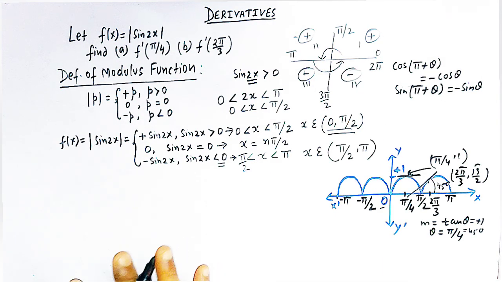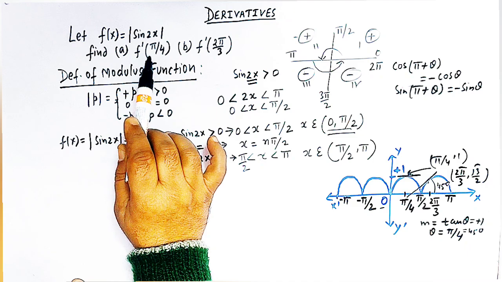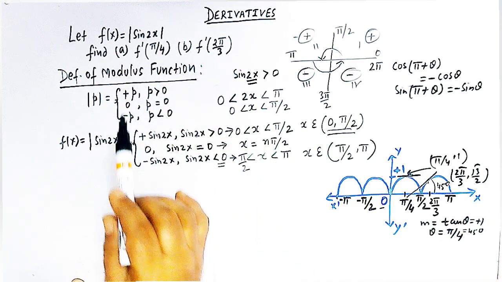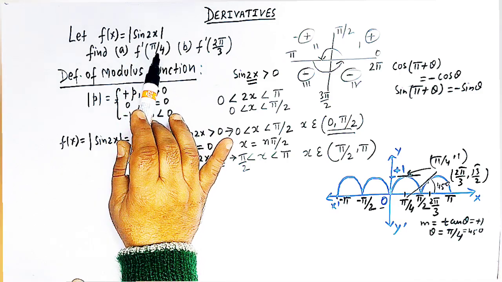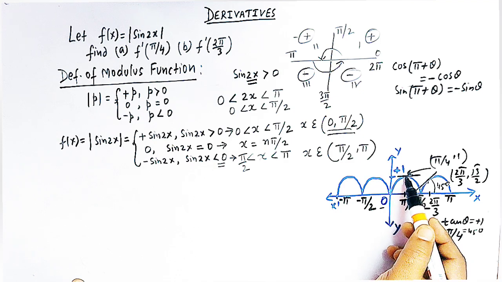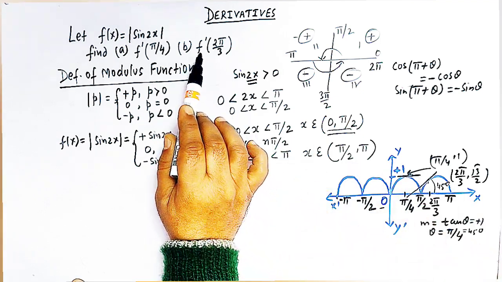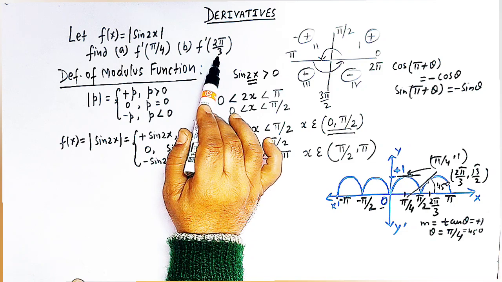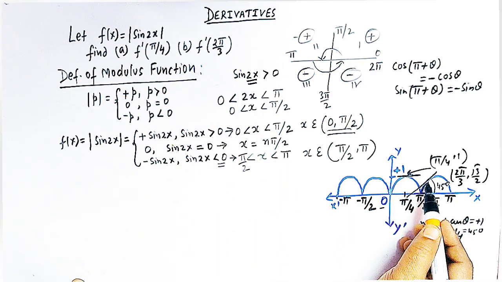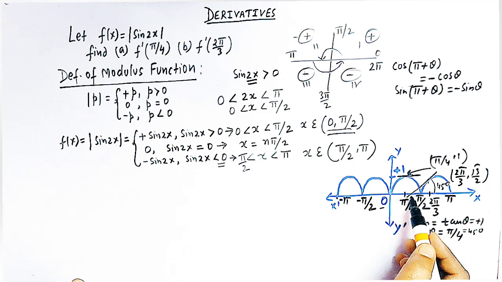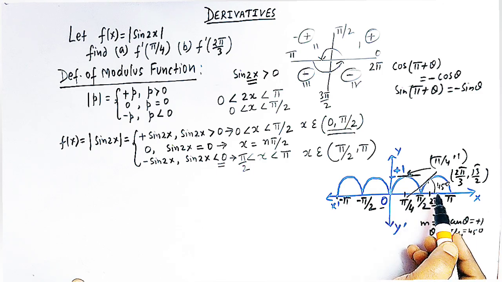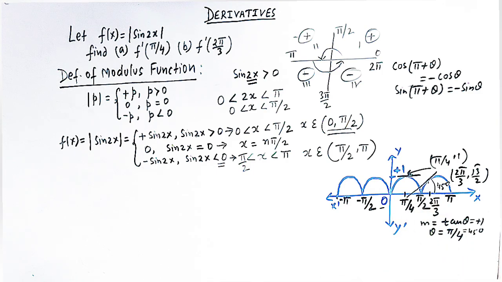So viewers, this is how we can find out the values of these two expressions, right? So let us summarize it. Here f prime of pi by 4 is equal to 0, and the tangent is parallel to the x-axis, and the value of f prime of 2 pi by 3 is equal to plus 1. It implies that the tangent at this point is inclined with the positive direction of x-axis at an angle of 45 degrees, right?